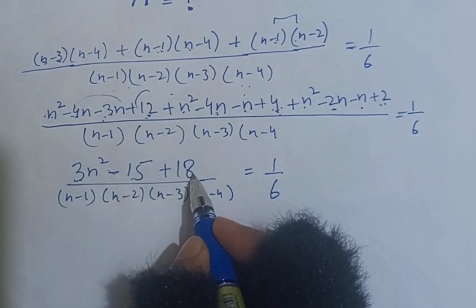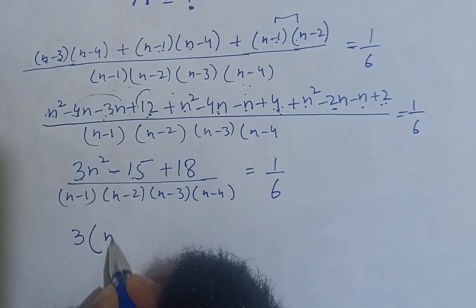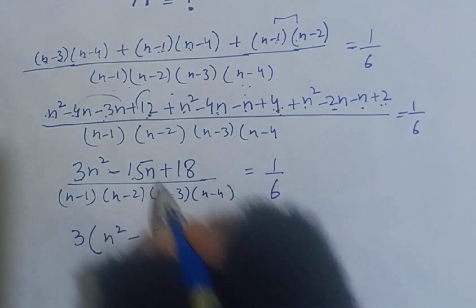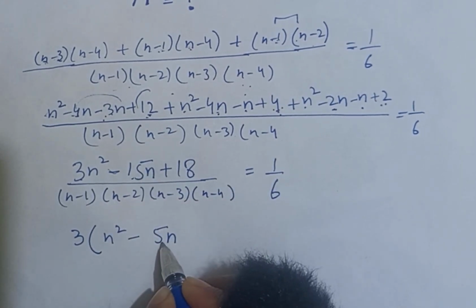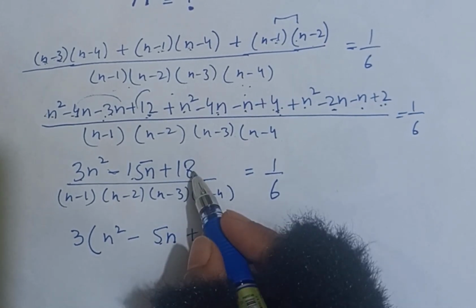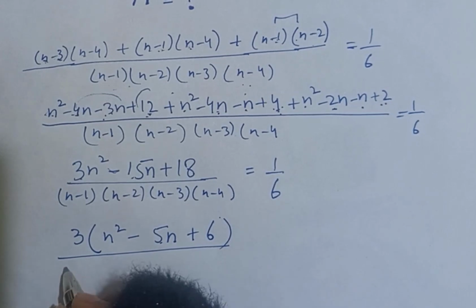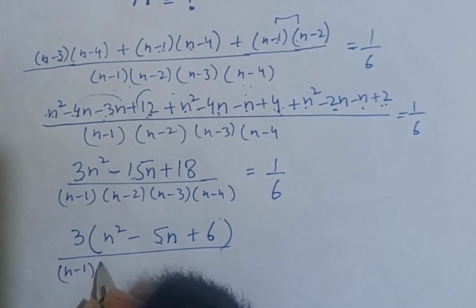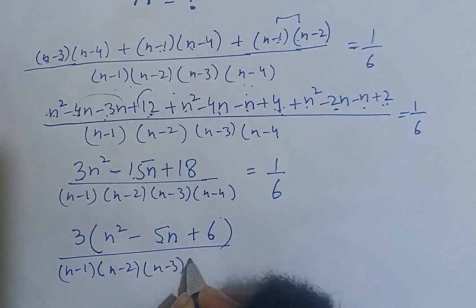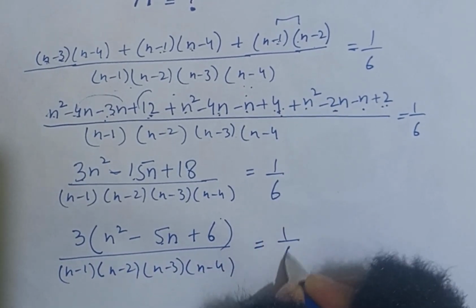3 is involved in all these terms, so we take it common. This will become n square minus 5. Sorry, this is 15n. So when we take 3 common, this will become n square minus 5n plus 6. The denominator is (n minus 1)(n minus 2)(n minus 3)(n minus 4) is equal to 1 over 6.